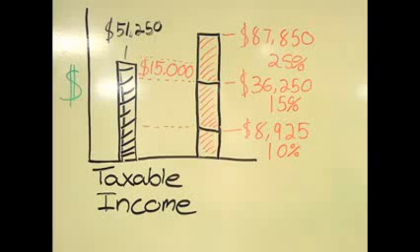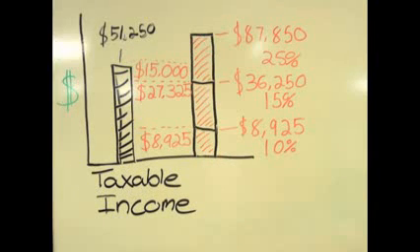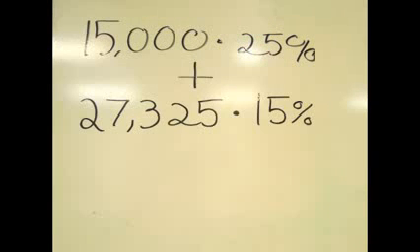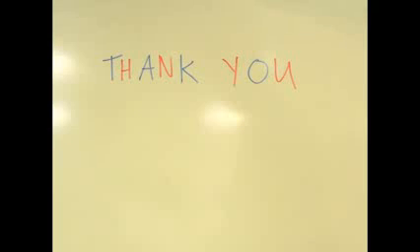Since Bill makes more than $36,000 and less than $87,000, we take the difference, giving us his income taxed at 25%. Bill's income between $36,000 and $9,000 gives him a difference of $27,000, which is taxed at a rate of 15%. His last $8,000 are taxed at a rate of 10%. Adding these up, we have a grand total of $8,741.25.